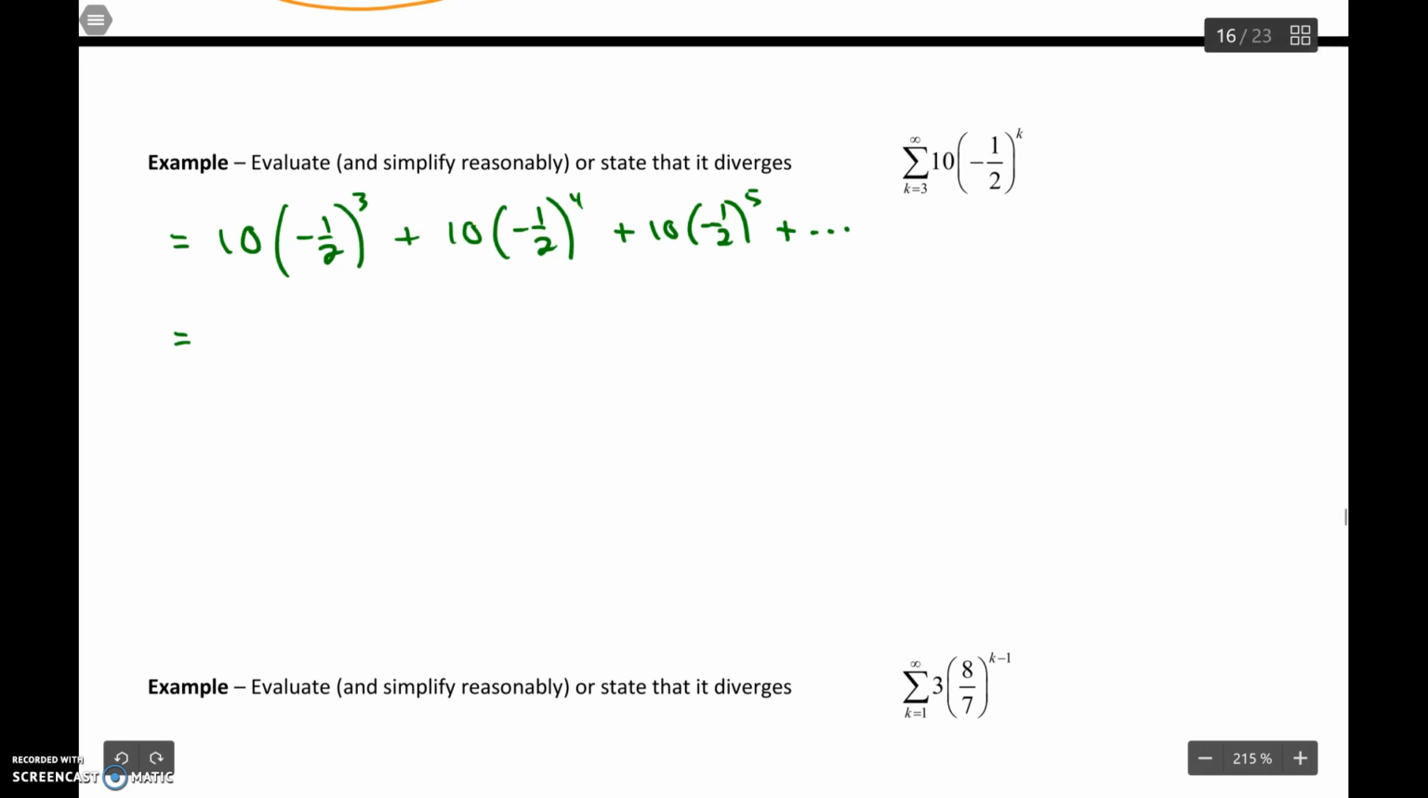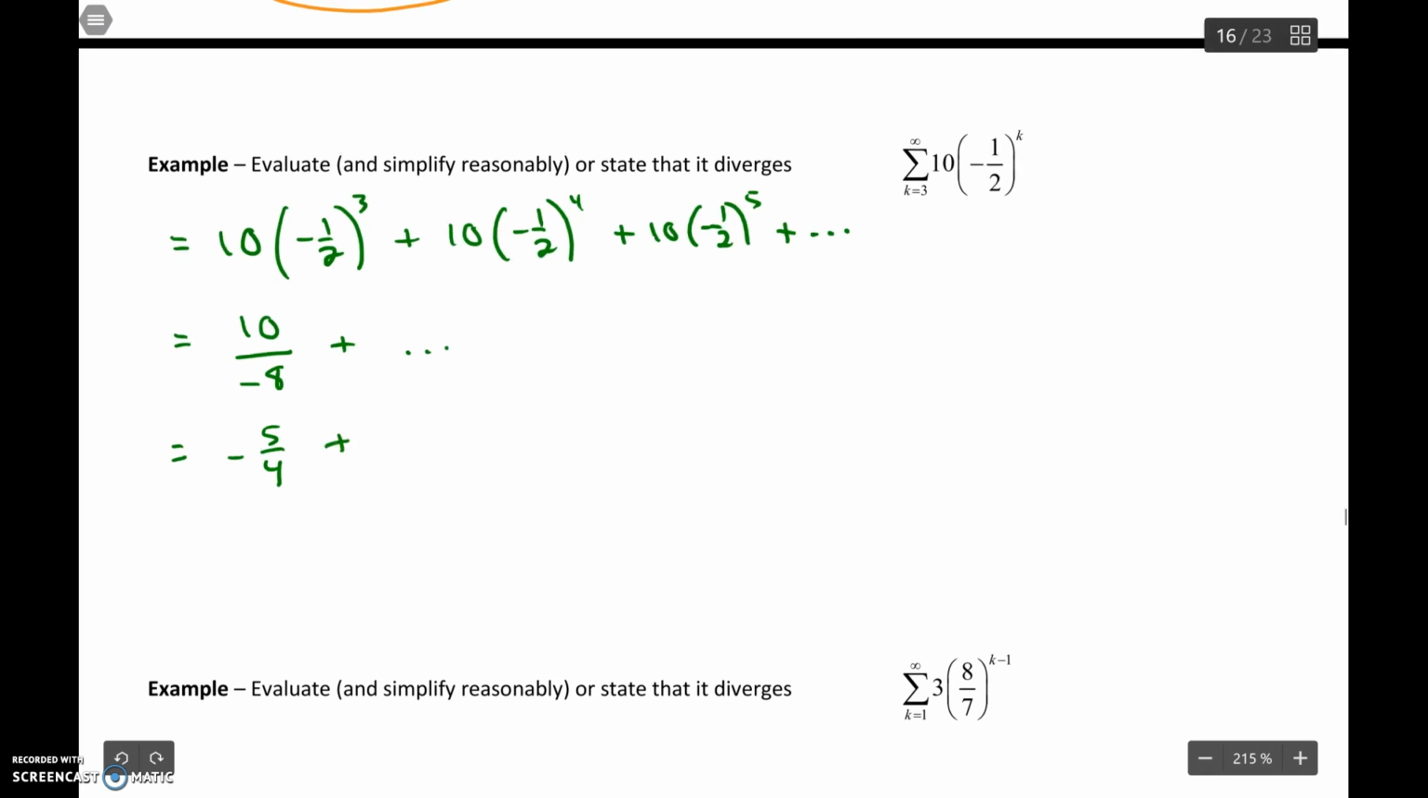So the first term is 10 over -8, which would be -5/4. So that's the first term. And sometimes people might want to write down the second term too so they can see the common ratio, but I think it's easier to see the common ratio here. When I go from here to here, you can see by just increasing this power by 1, I'm basically just multiplying by -1/2. So my R value is -1/2. My first term is -5/4.